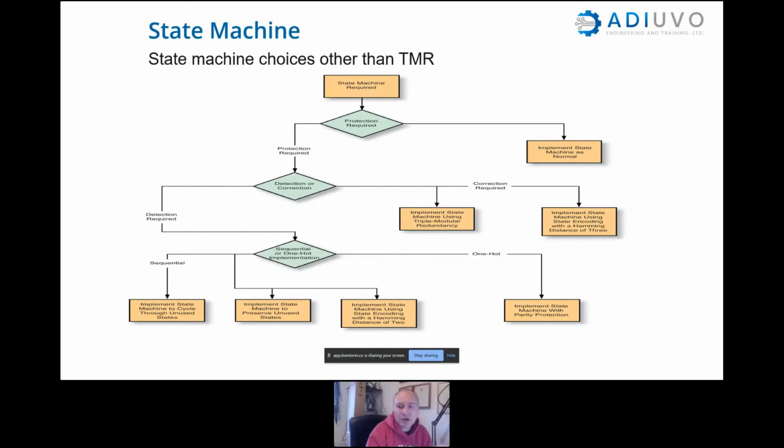If we're working with a one-hot state machine, then we can do the simple thing of putting a simple parity bit on the end and look at the parity of the system, because obviously at some point in a one-hot machine, only one register should be set at any one point in time. So if we see none set, or if we see more than one set, we can be pretty confident that we're in an illegal state.